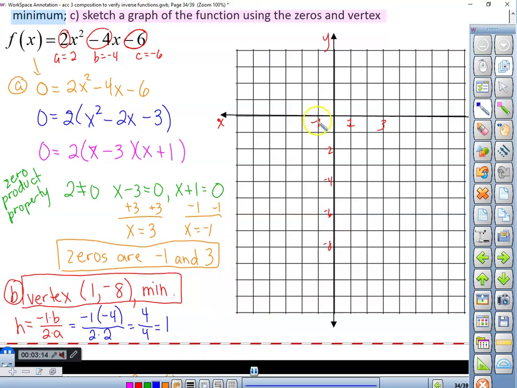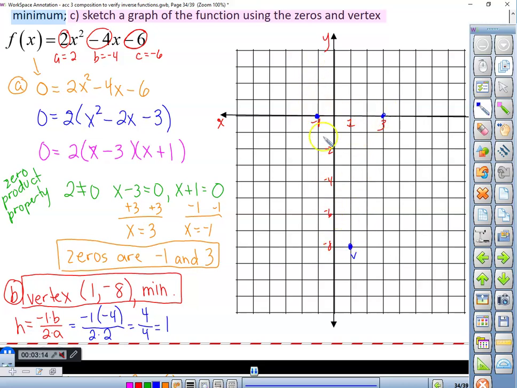So our zeros are at negative 1 and positive 3. And then our vertex is at 1, negative 8. Now here's something I want you to keep in mind. Remember, your vertex should be on the line that's exactly halfway between those two zeros. So if it's off center, something's wrong with at least one of these points.